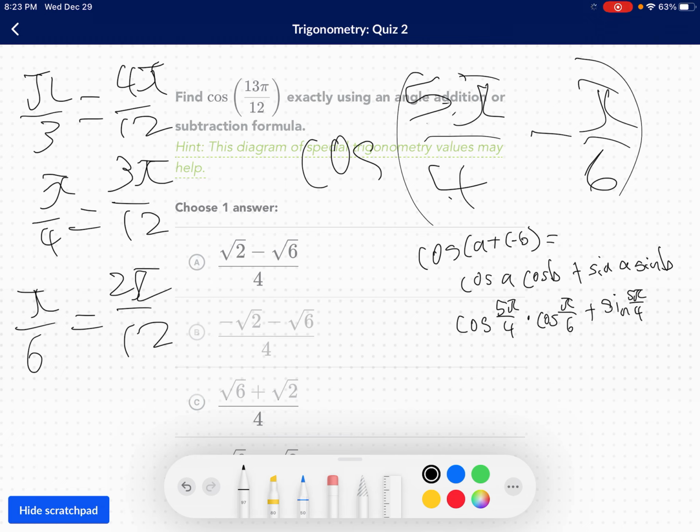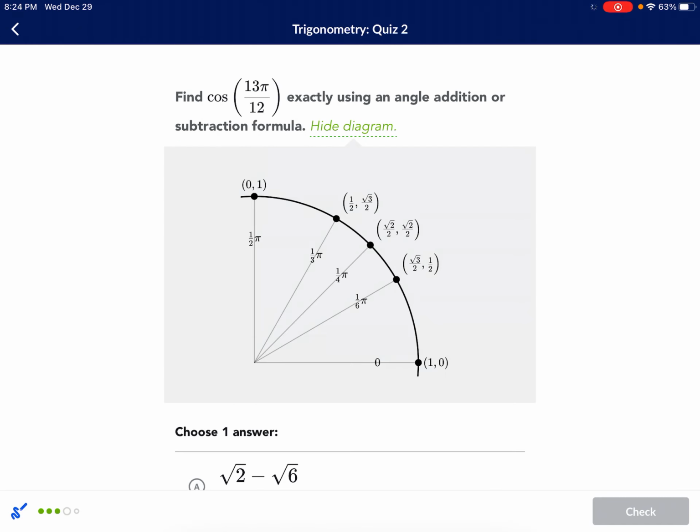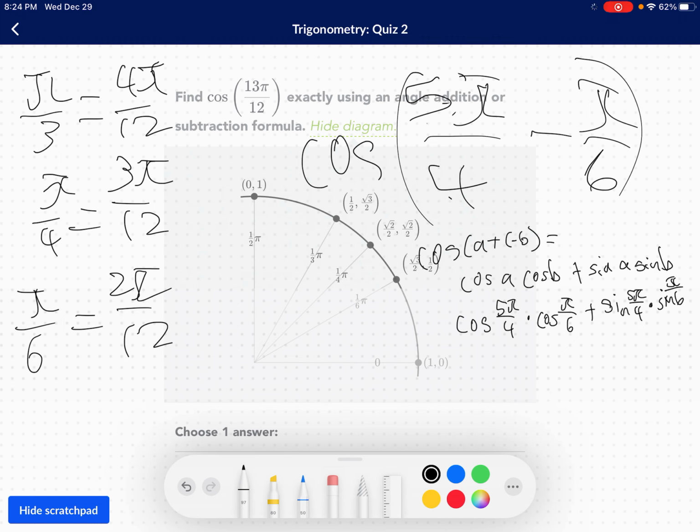identity, and sine 5 pi over 4 times sine of pi minus pi over 6. So the cosine of 5 pi over 4, you're adding pi to that. Cosine represents the x value, so you're negating. So negative root 2 over 2 is the cosine, times cosine of pi over 6, that's root 3 over 2, plus sine, it's the y value, that's also being negated. So negative root 2 over 2 again times sine of pi over 6.